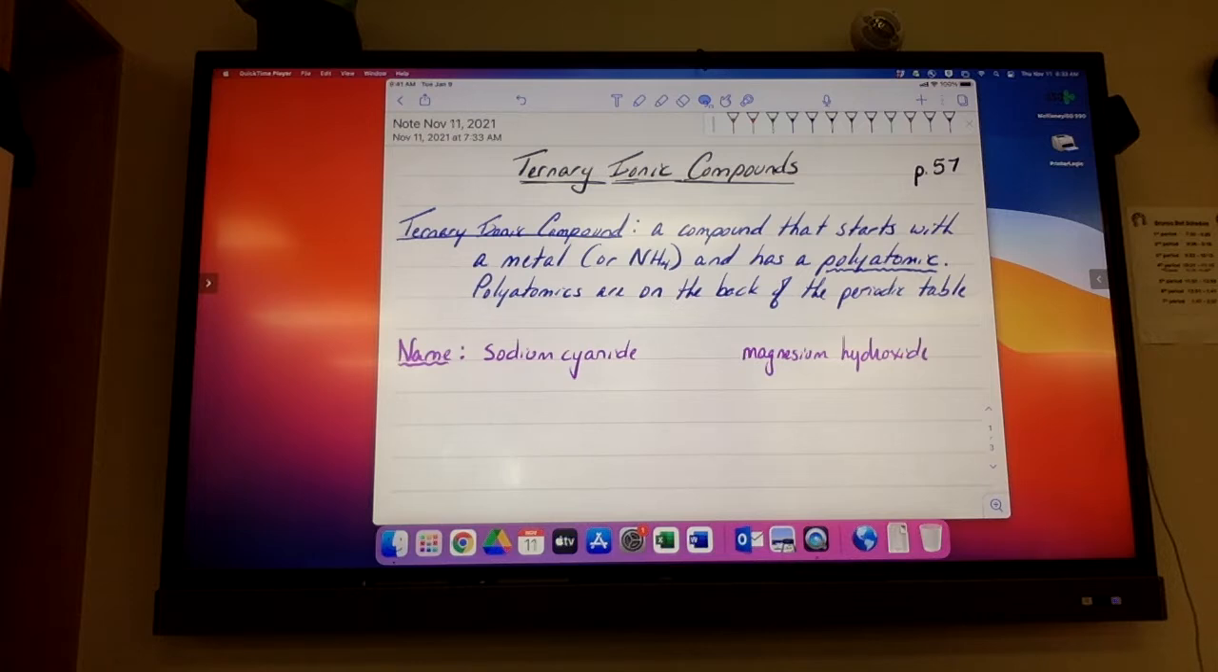Find, for example, cyanide, CN-1. It's capital C, capital N, -1. Nitrite, capital N, capital O, little 2, and it's got a -1 charge. And then look at the difference between nitrite and nitrate.